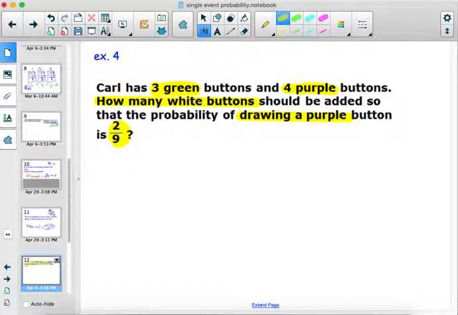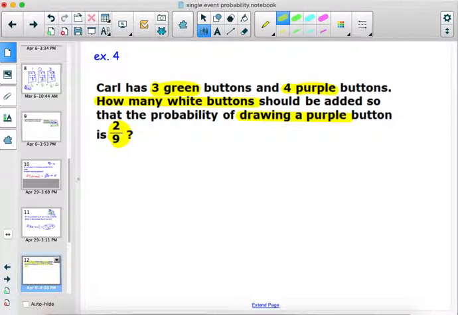Carl has 3 green buttons and 4 purple buttons. How many white buttons should be added? How do you mean so many buttons? Oh, so the probability of drawing purple ones. I didn't read it all. I think 2 out of about 60 kids got this one right. Seriously, if you just read to the end of white buttons: Carl has 3 green buttons and 4 purple buttons. How many white buttons should be added?